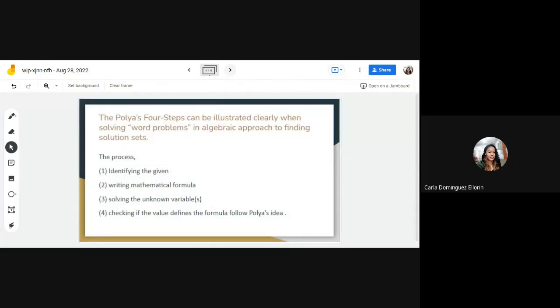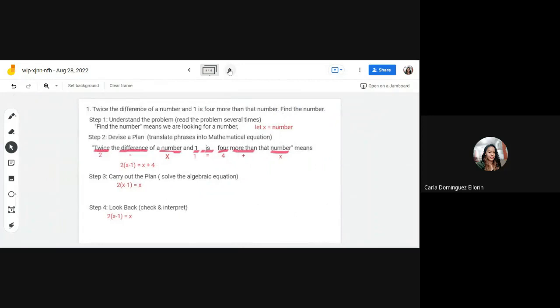So Polya's four steps can be illustrated clearly when solving word problems in algebraic approach to finding solution sets. So the process, of course, is step 1, identifying the given. Second, writing mathematical formula. Third, solving the unknown variable or variables. And fourth, checking if the value satisfies the formula. Follow Polya's idea. So let's have our first example. Twice the difference of a number and 1 is 4 more than that number. Find the number.